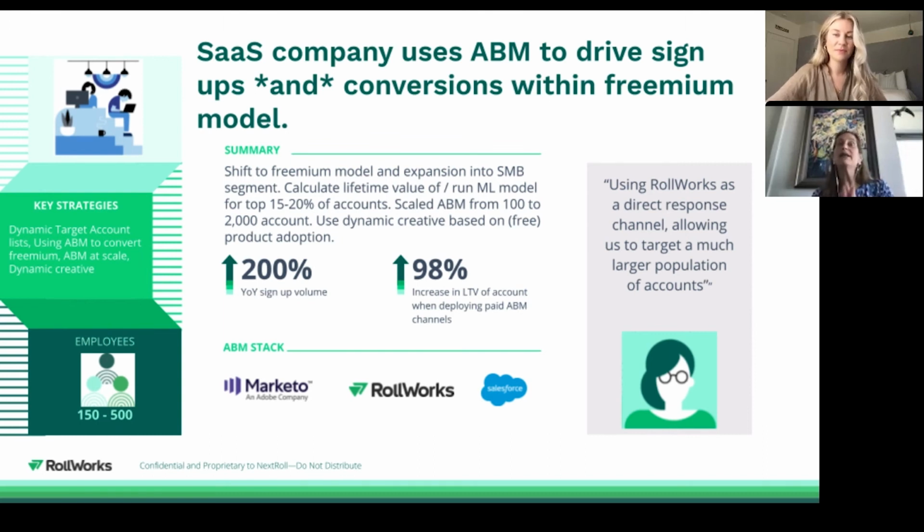This was a company that didn't traditionally have a freemium model, but they introduced their freemium with the hopes they could expand into the SMB segment. So a little bit opposite of that, starting to expand into enterprise, this company started to expand into SMB. As a result, they scaled their ABM target account list from about 100 large enterprise accounts to 2,000 broader SMB accounts. And then they were able to focus on those 2,000 accounts as trying to get them to sign up.